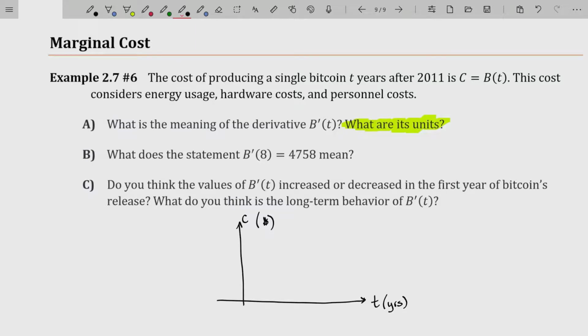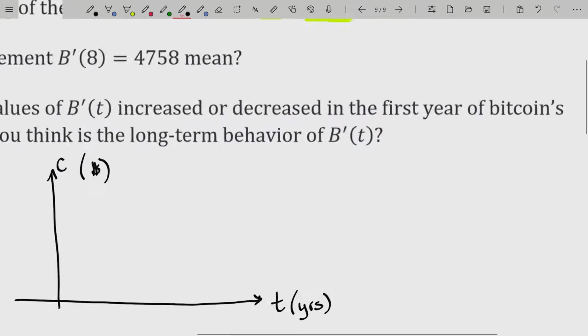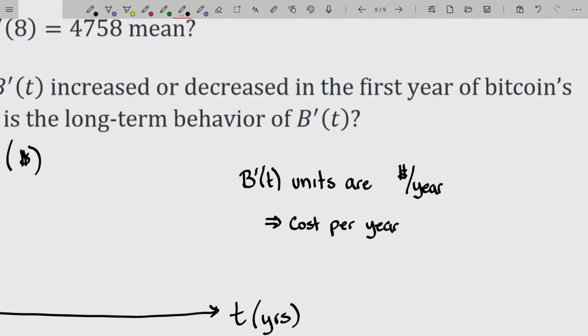Okay. So if B prime is rise over run, B prime units, B prime of t, I'll say. Let me zoom in there. The B prime of t units are rise over run, which is dollars per year. So it's a cost per year, right? Money per year. So implies cost per year to produce Bitcoins.